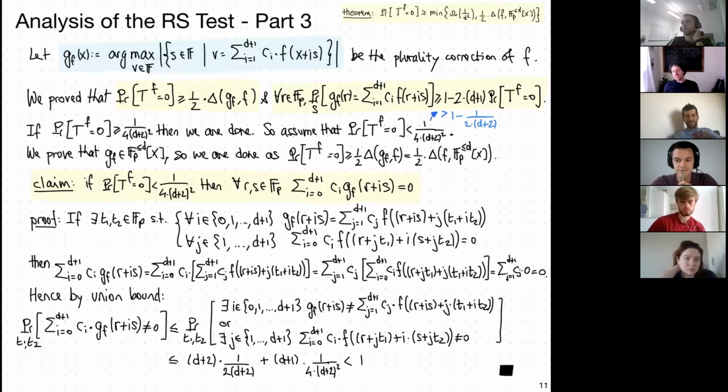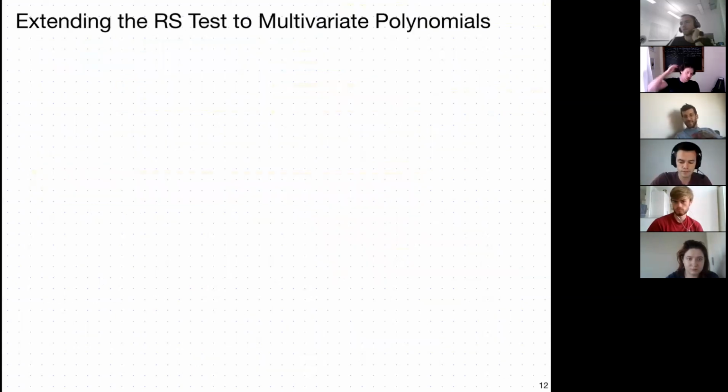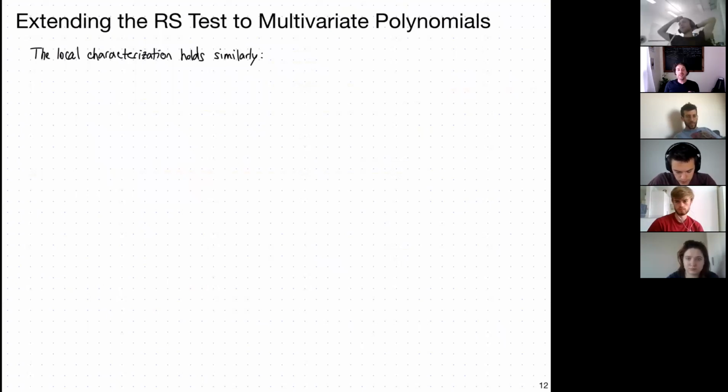Okay, so hopefully that wasn't too much of a pain. And let me conclude with something interesting, which is that so far we just have a test for the univariate case, which doesn't achieve what we wanted to get. So let's actually reap what we saw, and extend it into the multivariate setting. So the point is that the local characterization in the multi-dimensional case holds exactly analogously.